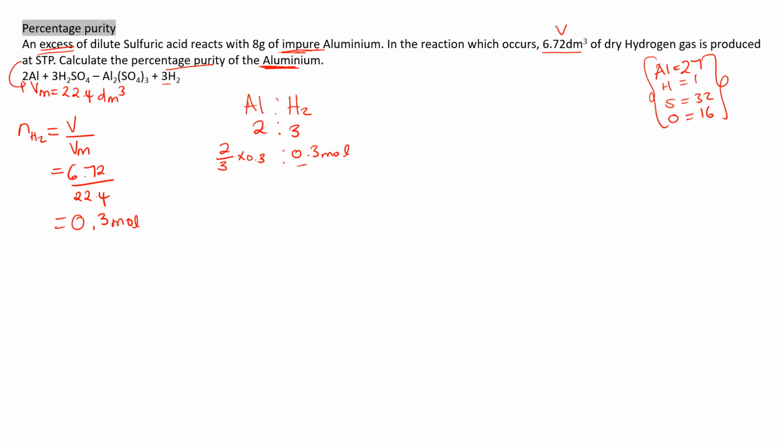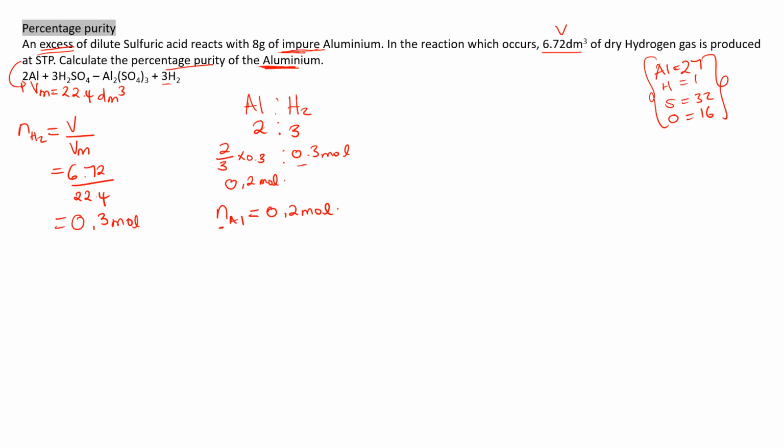Using our calculator, 2 over 3 multiplied by 0.3 gives us 0.2. So we have 0.2 mole. That means the number of moles of aluminium equals 0.2 moles. Because we know the number of moles that we actually expect of aluminium, what we expect to have if we had pure aluminium, the number of moles of aluminium is 0.2 moles.